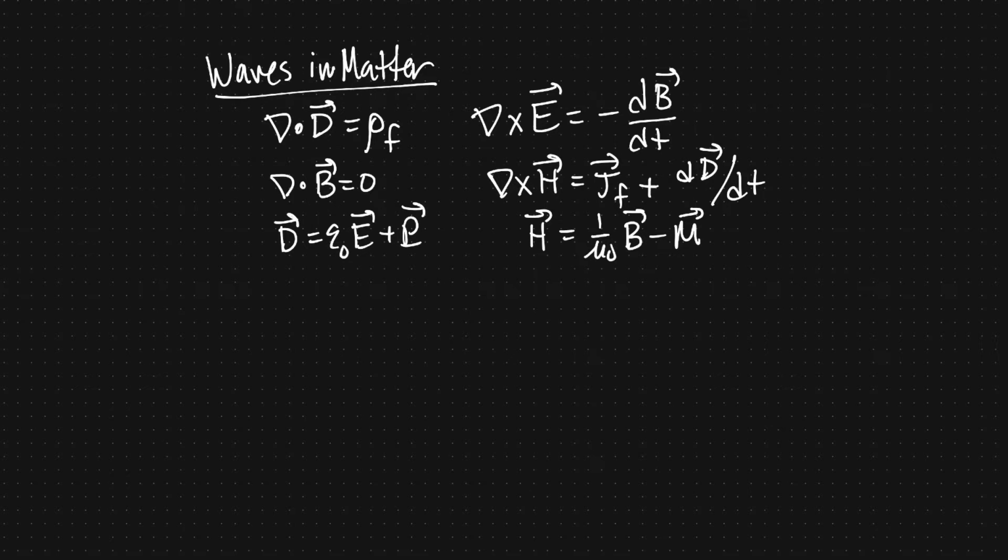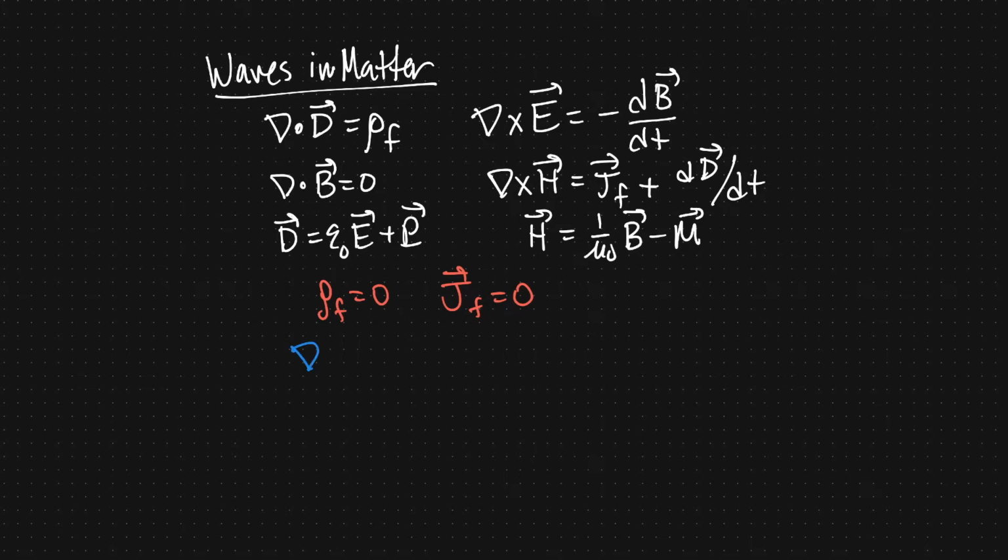So we're going to investigate what happens when we set rho f to be 0 and J f to be 0. This is just like saying that there's no free currents and free charges anywhere in the region. So this should be very similar to what we ended up with when we worked with the wave equation in vacuum. So we'll start this, and then we'll see that we're going to run into a slight problem.